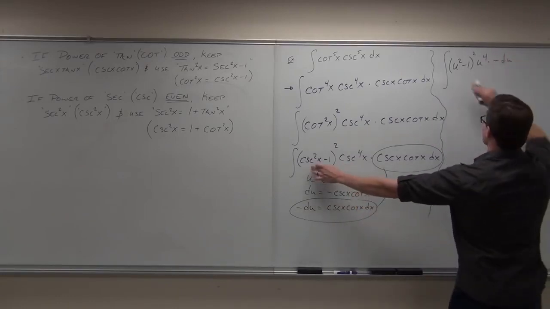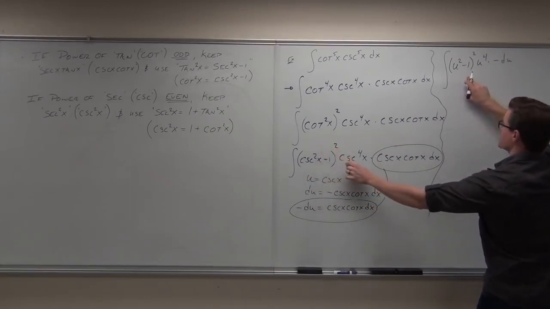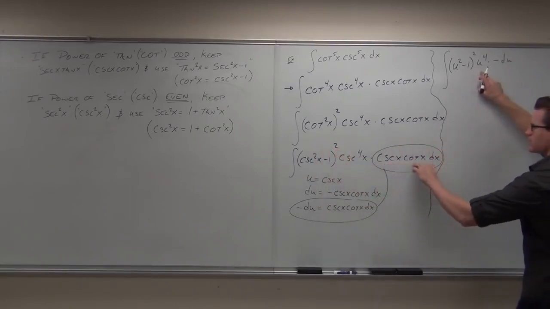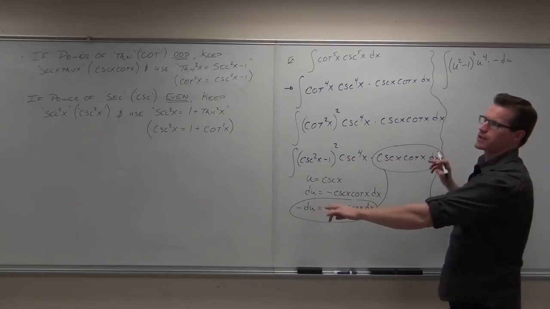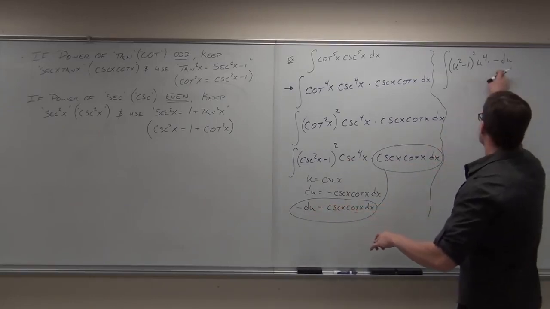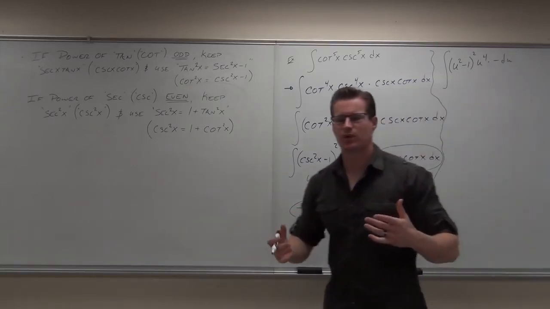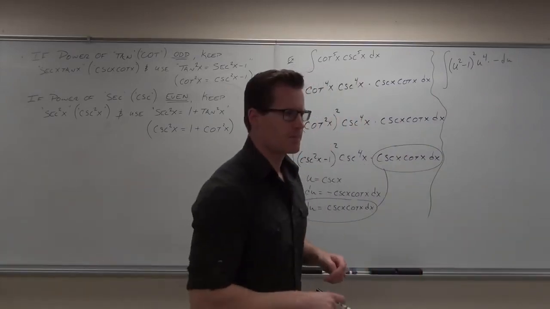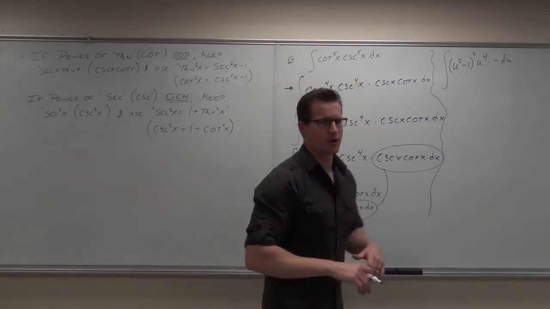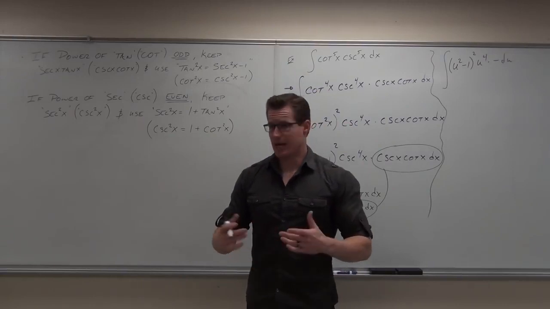So this is u squared minus 1, squared. Cool. We got u to the fourth power, no problem. This whole thing is equal to negative du. Do not forget about that negative. That's a big deal. So negative du, and now we'll just do a simple integral. Tell me some things that you're going to do here. Negative out front. Very good. What else? You're going to have to distribute.